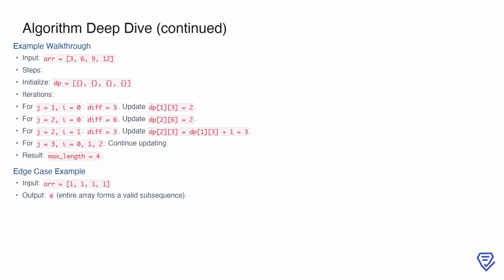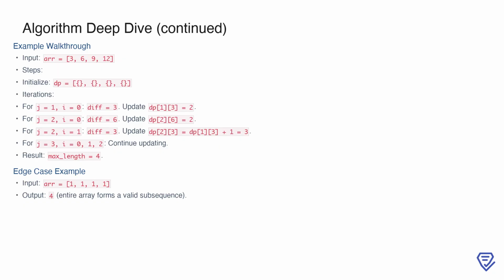Consider the input array 3, 6, 9, 12. We start with an empty DP table. For the first pair of indices, j = 1 and i = 0, the difference is 3. Since this difference doesn't exist in the dictionary for index 0, we initialize a new subsequence with length 2 at dp[1][3]. Next, for j = 2, we compare it with all previous indices.